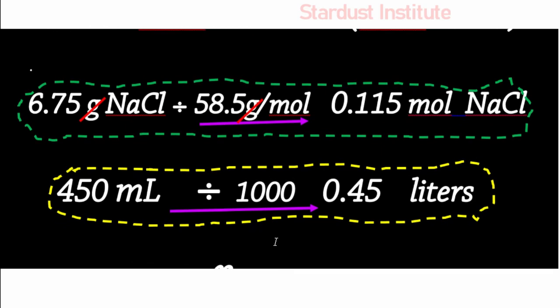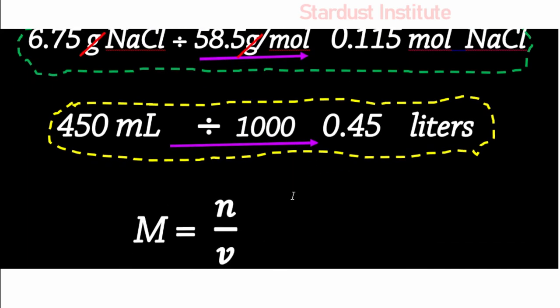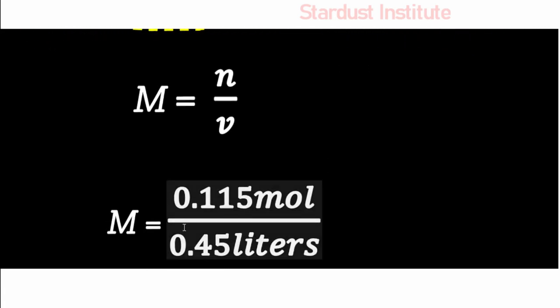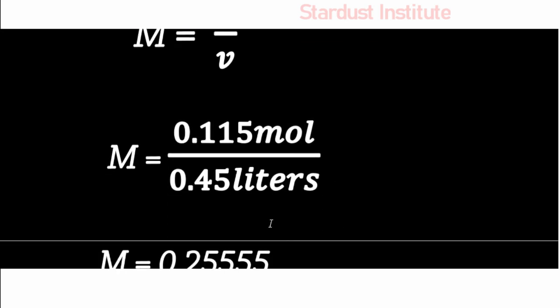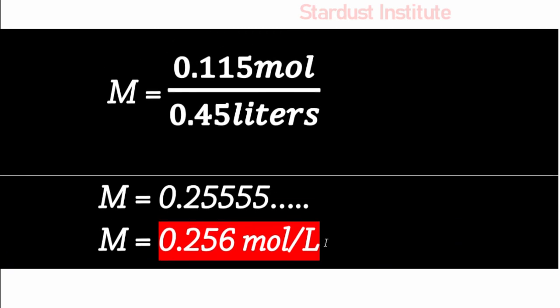Now we can substitute values. We have found the number of moles, 0.115. We have found the volume in liters, 0.45. M equals 0.115 mole divided by 0.45 liters. You can use your calculator. My calculator gives 0.25555. 3 decimal places are enough.